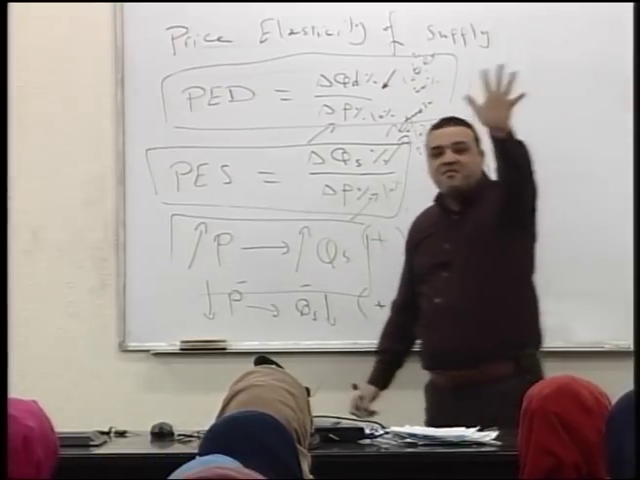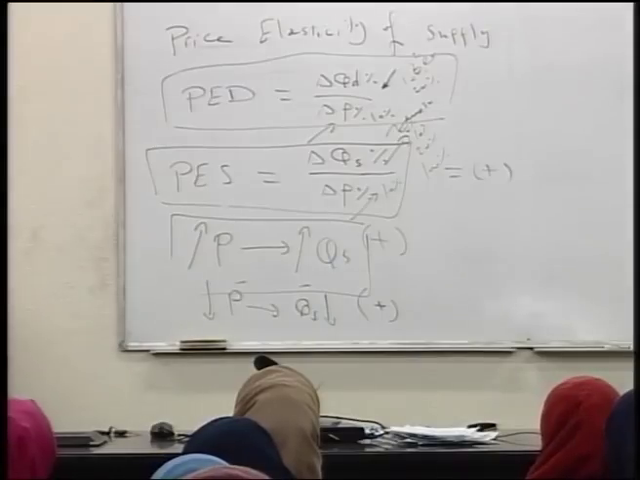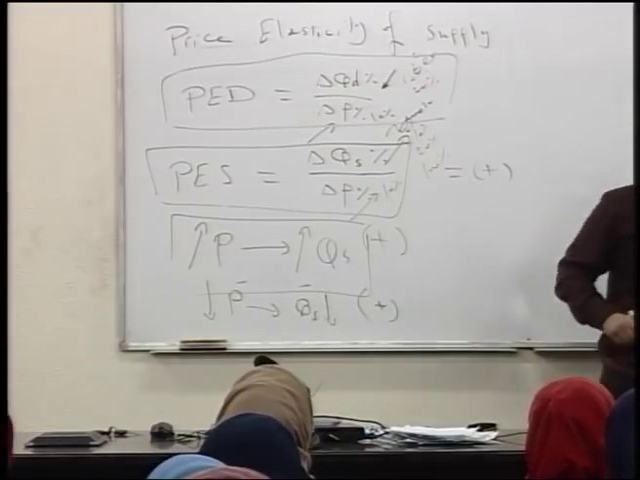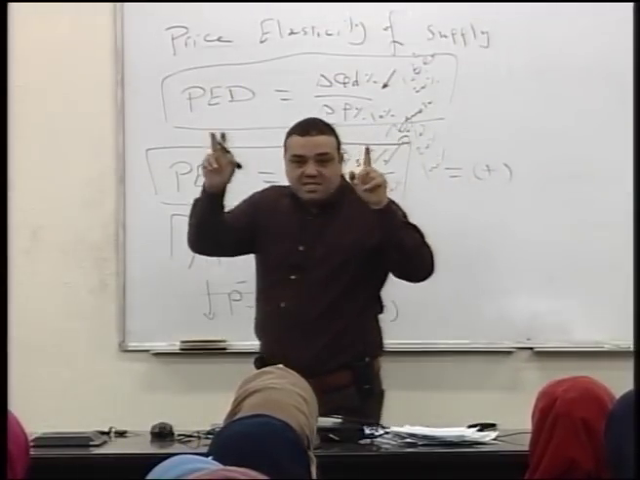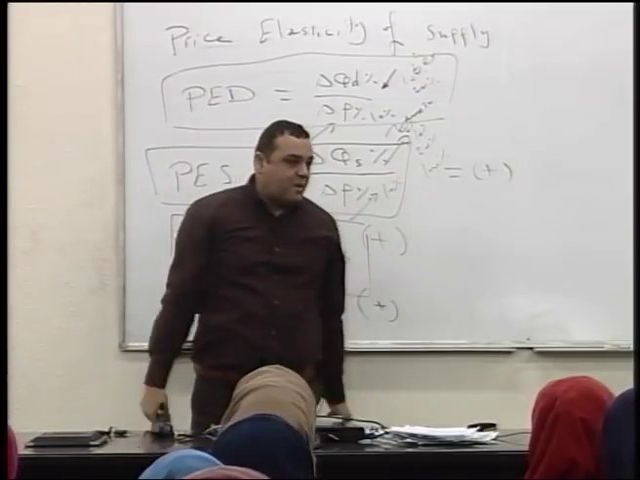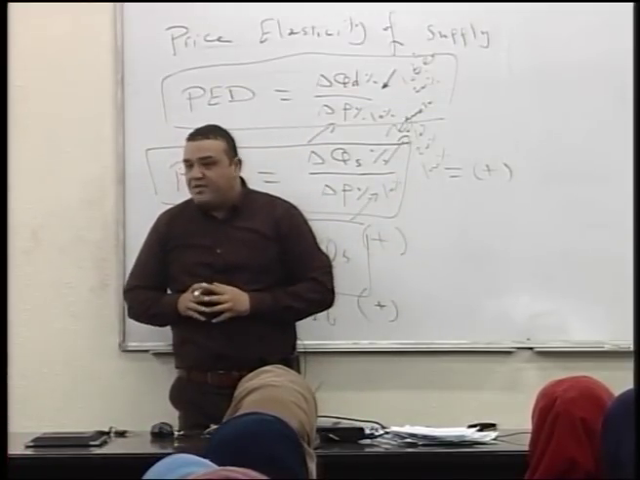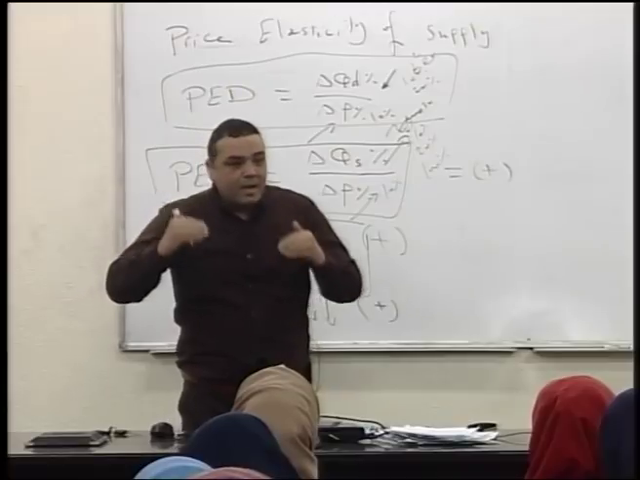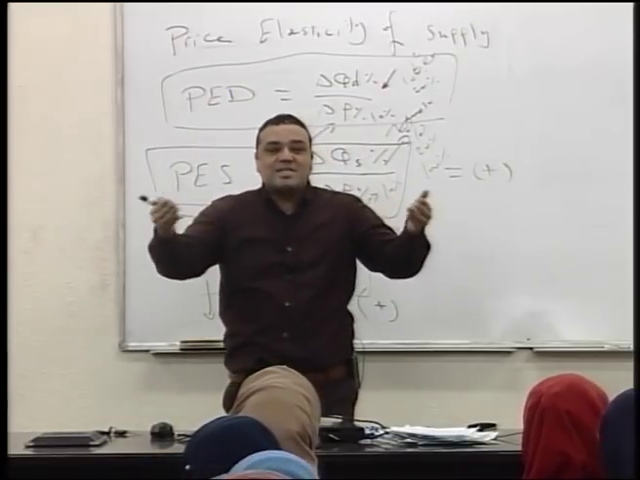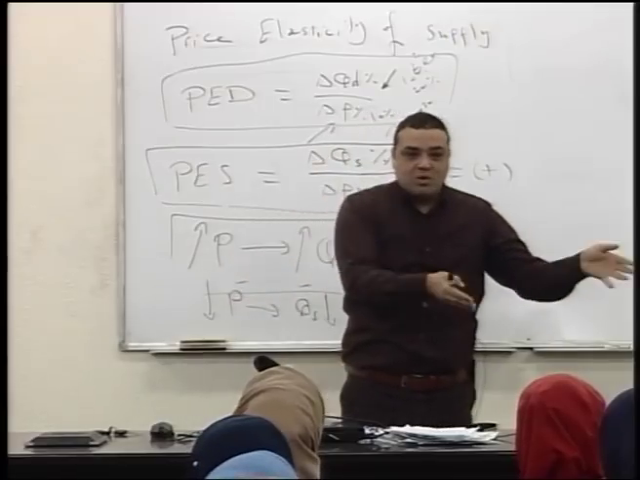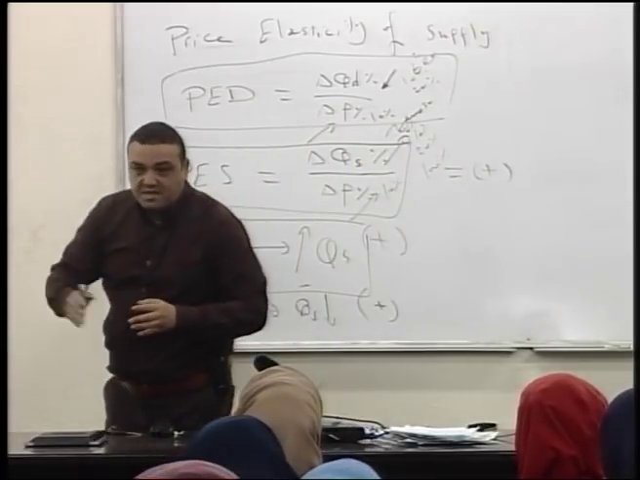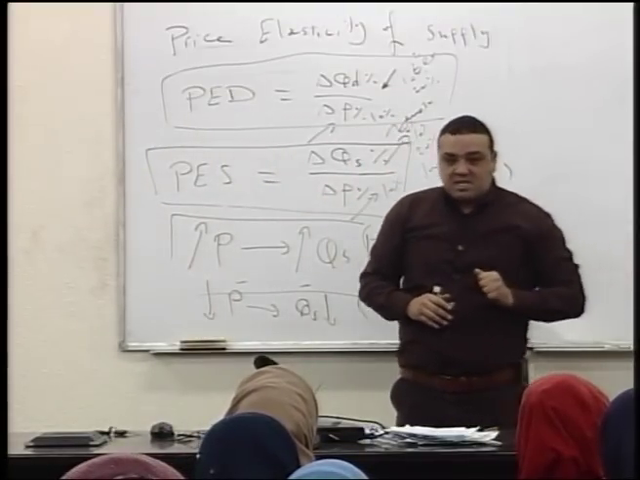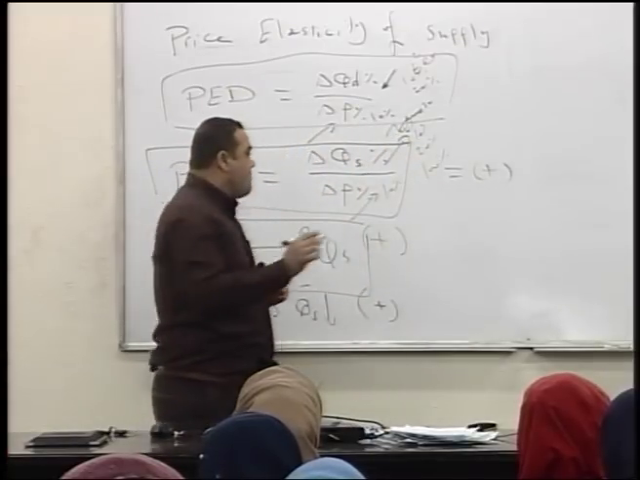And also we have 5 cases for the price elasticity of supply. It might be perfectly elastic, perfectly inelastic, unitary elastic, elastic, or inelastic. This depends on the absolute value of the price elasticity of supply. If it is less than 1, it is inelastic supply. Bigger than 1, elastic. Equals 1, unitary elastic. Equals 0, perfectly inelastic. Equals infinity, perfectly elastic. So we have 5 cases for the price elasticity of supply.